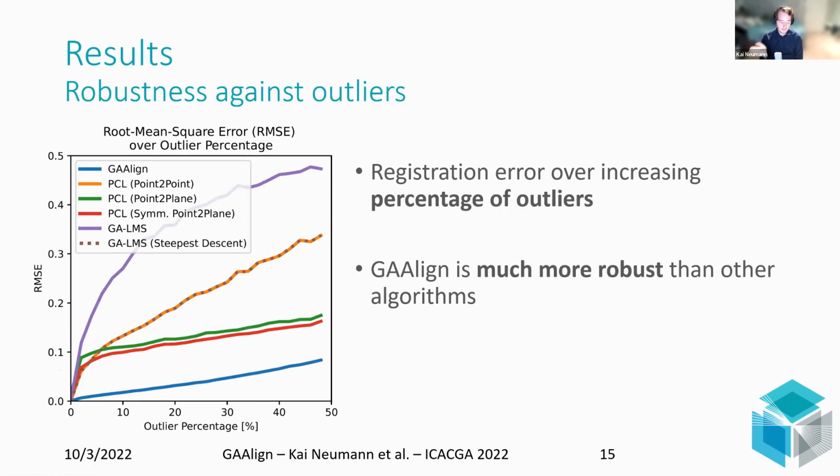Okay, then as a second test, we tested the robustness against outliers. And on the x-axis, we can see the outlier percentage. And then again, we measured the alignment error. And what we can see here is that GAAlign is much more robust than other algorithms against outliers.